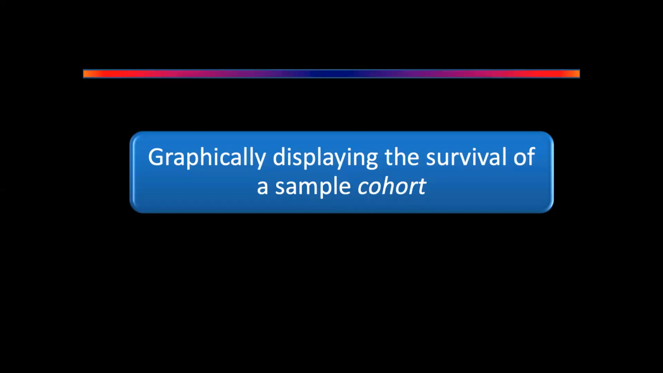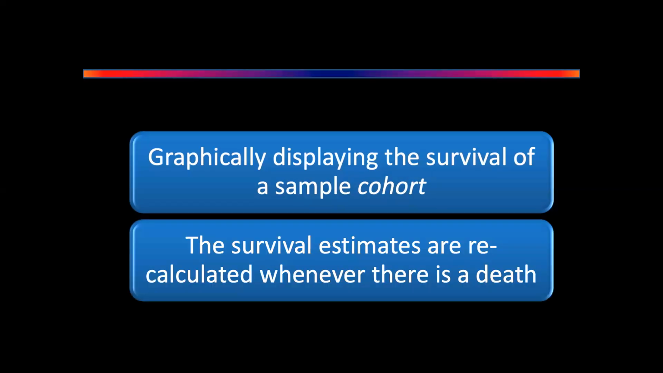Okay. Now I'm going to give you 2 points. You have to tell me what this is. This graphically displays the survival of a sample cohort. The survival estimates are recalculated whenever there is a death. What is this? Don't tell me the answer loudly. You write the answer yourself. So, graphically displays the survival of a sample cohort. The survival estimates are recalculated whenever there is a death. What am I talking about?